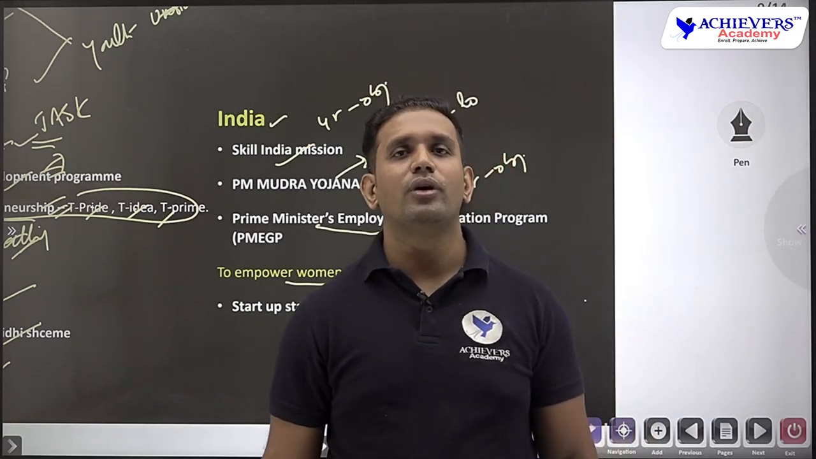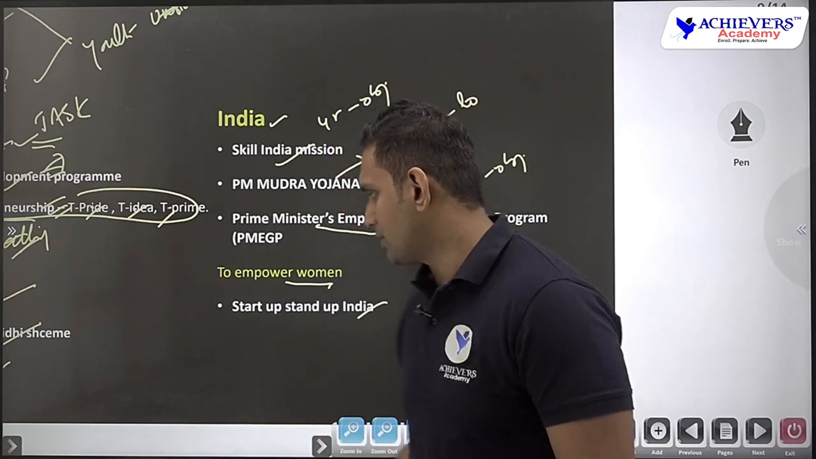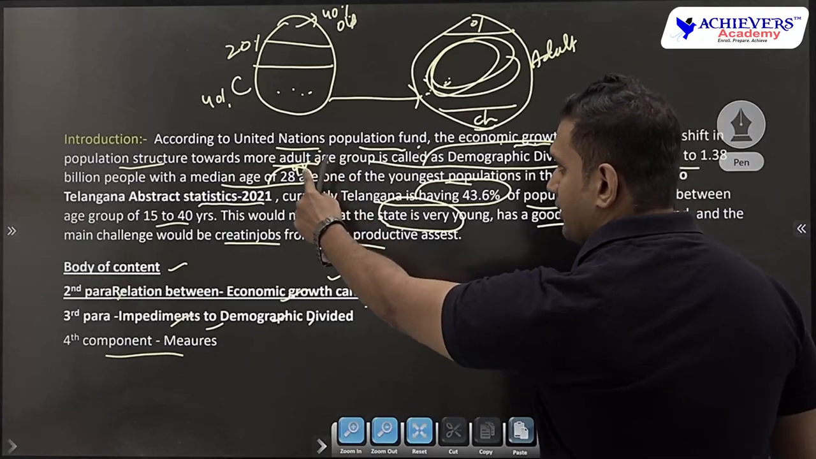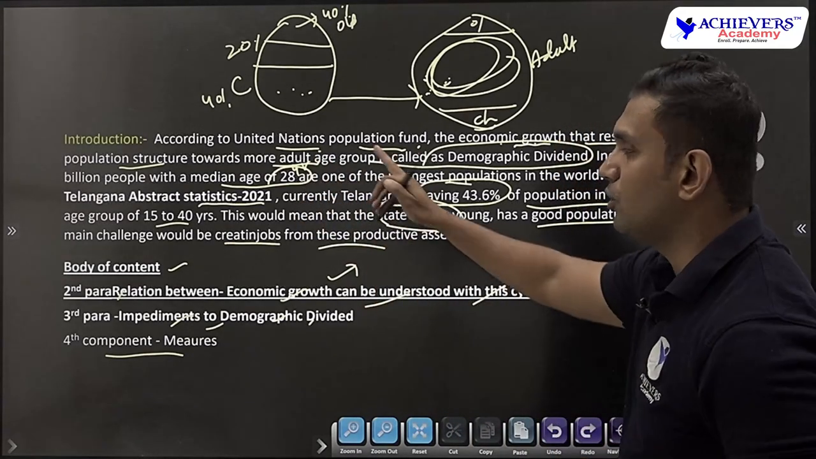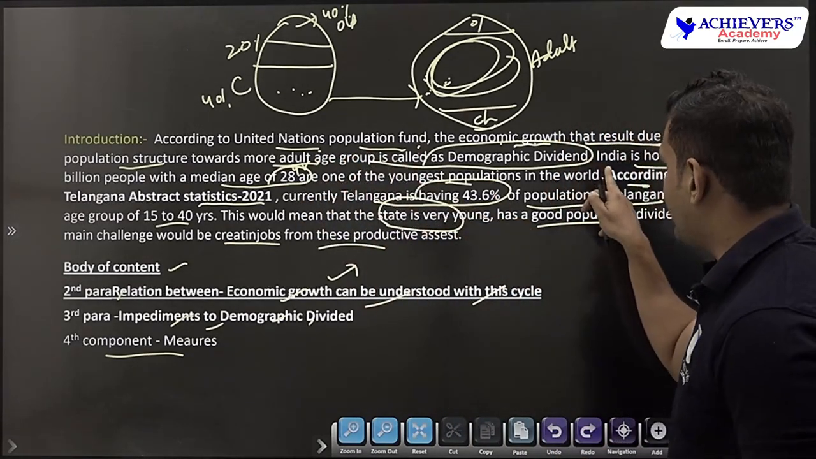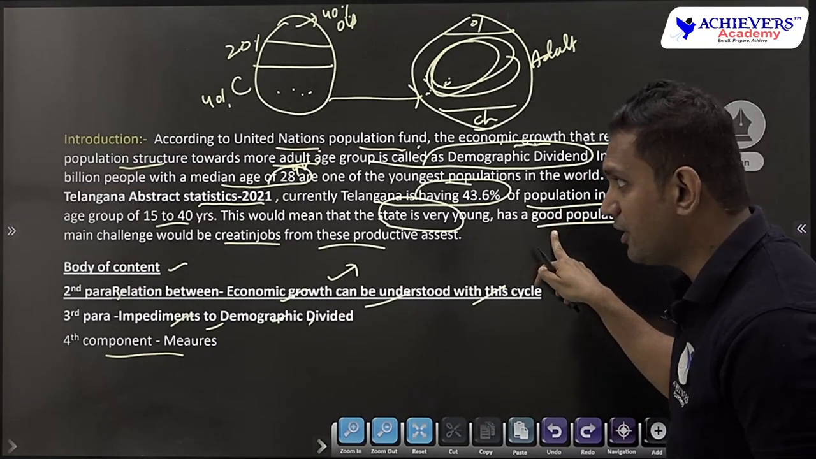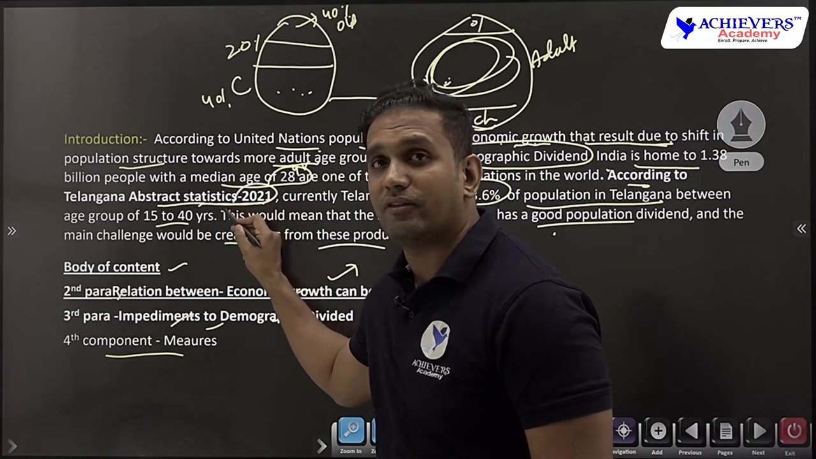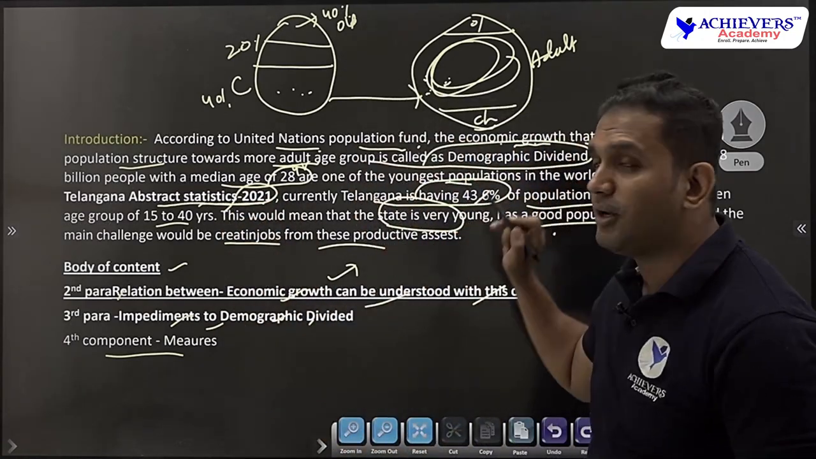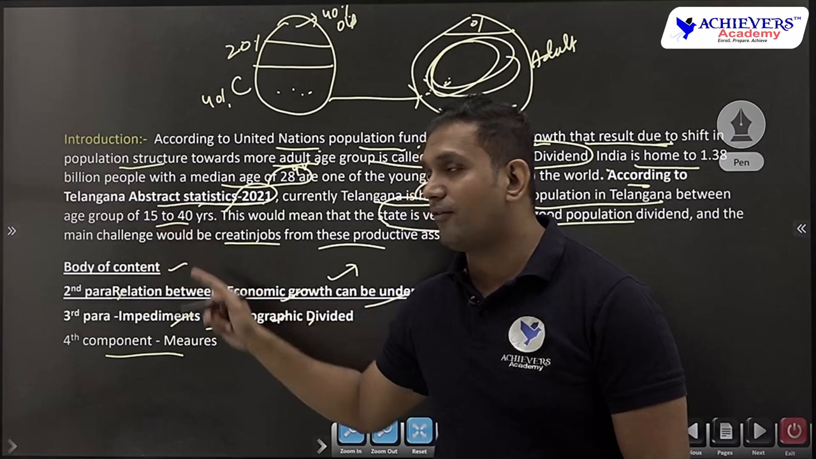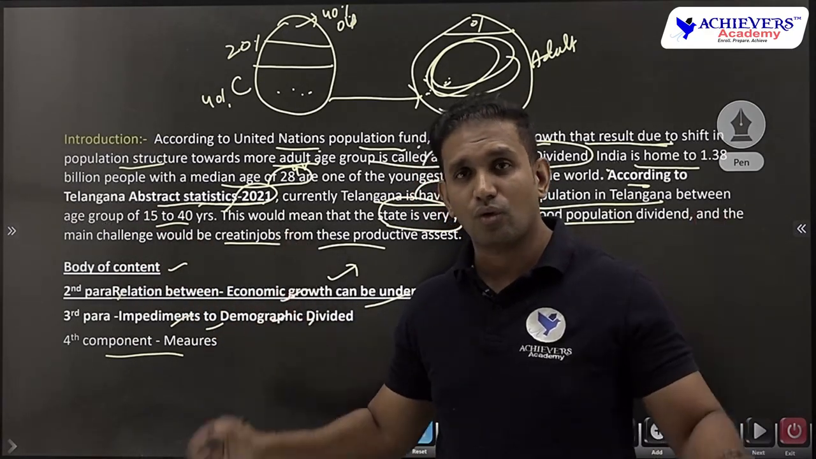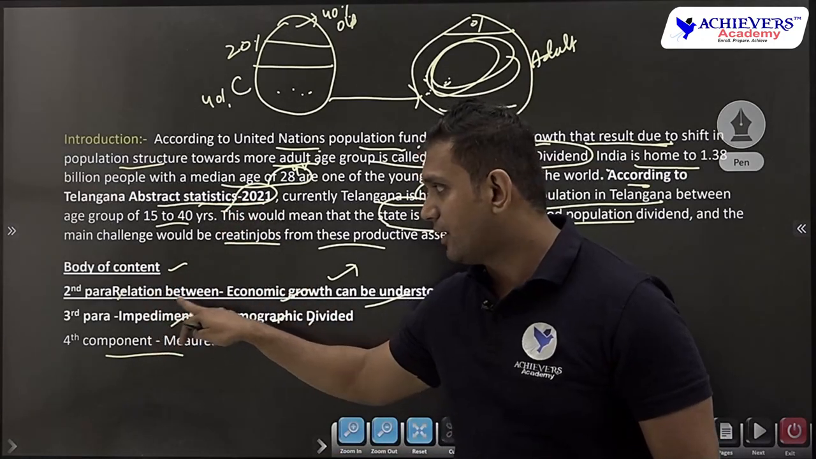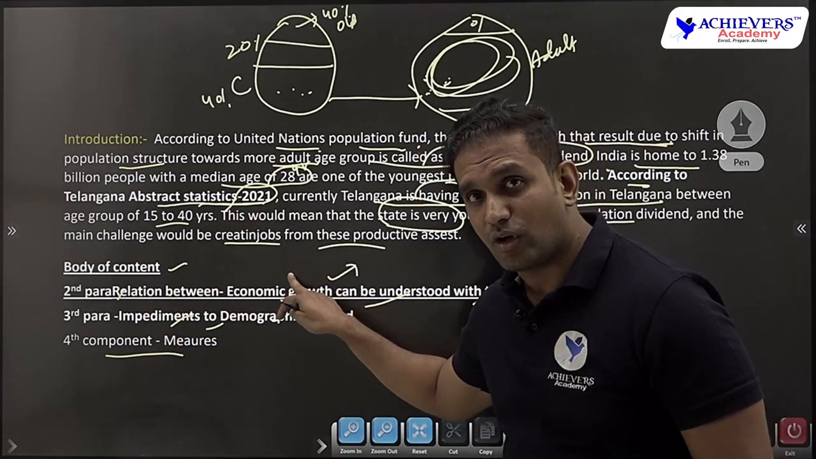This is how you have to write your model question and answer. What we have discussed, we have given an introduction and a definition according to the United Nations Population Fund. India is having youth, Telangana is having youth. According to Telangana Statistical Abstract 2021, Telangana is having 43% youth between 15 to 40 years. A good amount of youth we are having, so we are also a young state. Then you should give, in the body of the content, the relation between demographic dividend and economic growth.